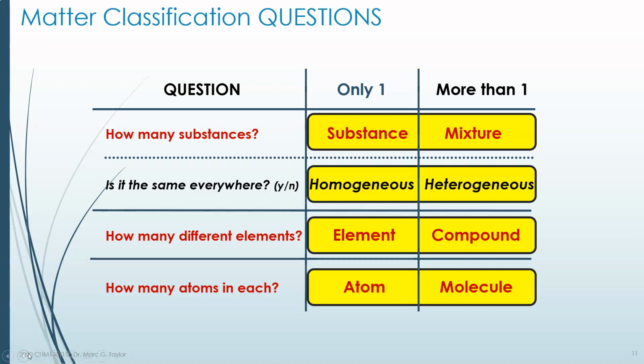If it has more than one atom, 2, 3, 7, a billion atoms, that's a molecule. And so you will notice something here. An element can be either an atom or a molecule. But a compound, since it's made of at least 2 different kinds of elements, you have no choice. It can never be an atom. It will always be a molecule, or as we'll learn later, things that are like molecules called formula units. But for now, we'll just call them molecules.